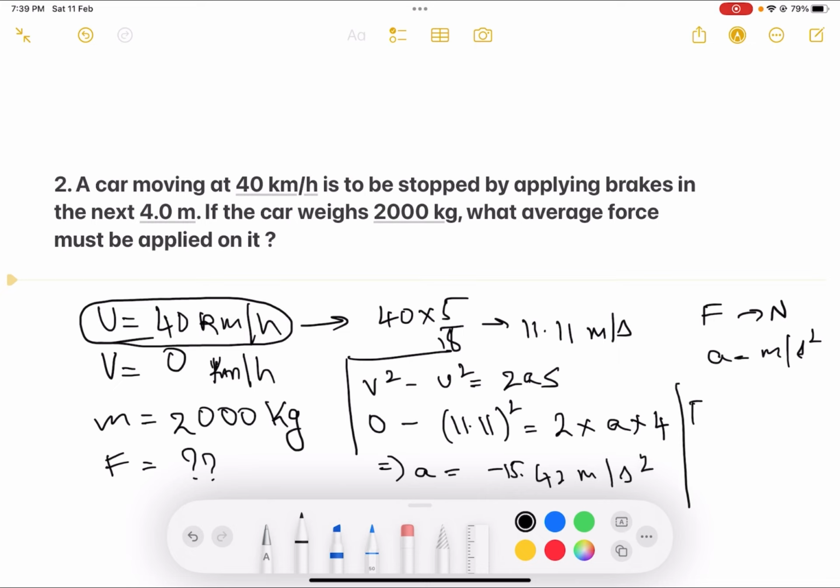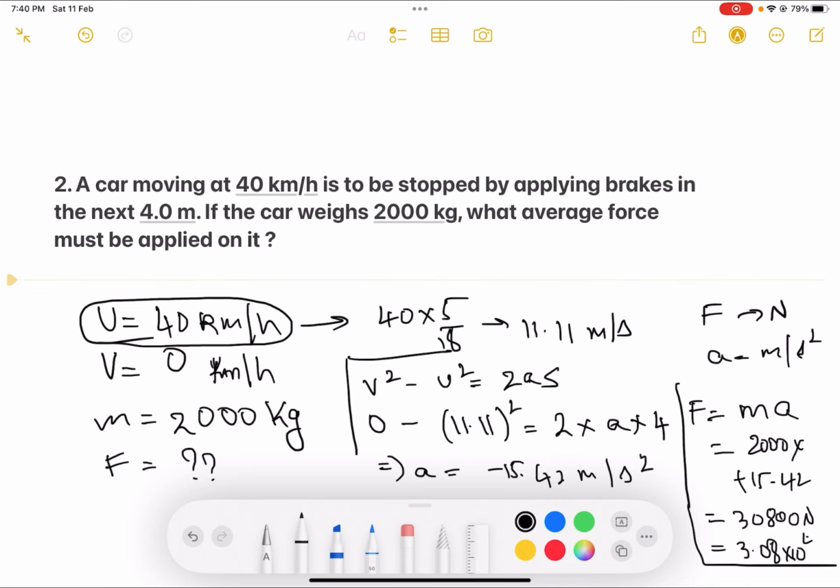This implies F is equal to m into a, which is Newton's second law of motion. m is 2000 kilograms and acceleration is minus 15.42. Let's just take the magnitude, 15.42 meter per second square, and therefore the force is equal to 30800 newtons. This is the total force applied by the brakes on the car. If you want to simplify this further, you can write it as 3.08 into 10 to the power 4 newtons.